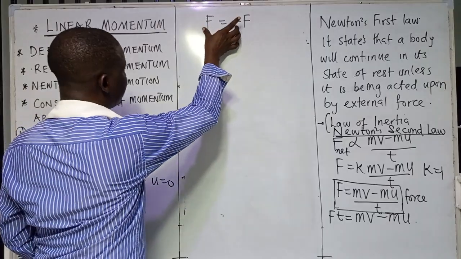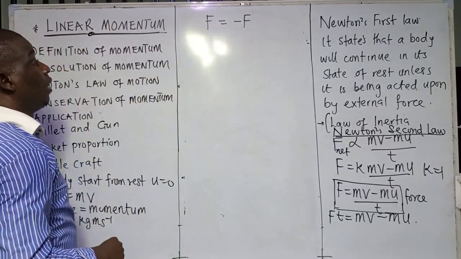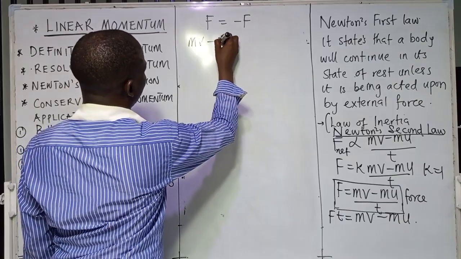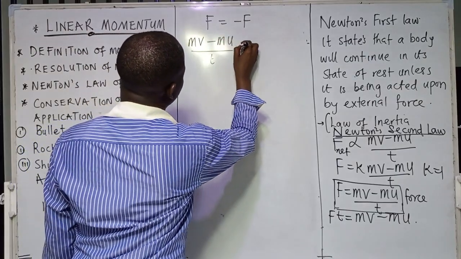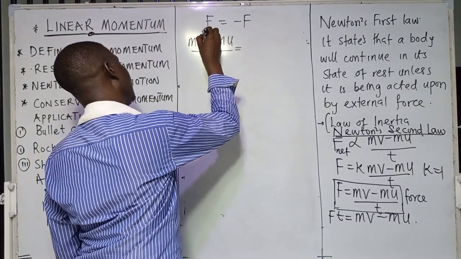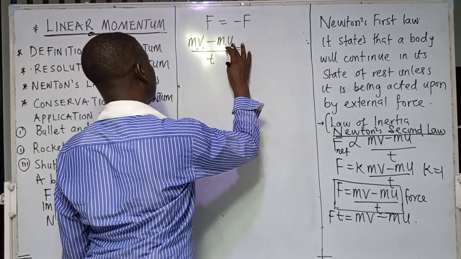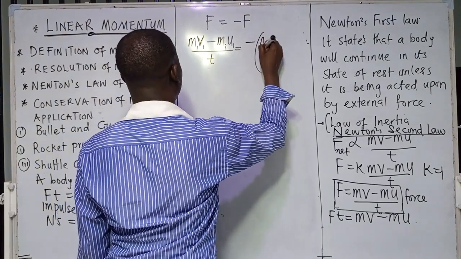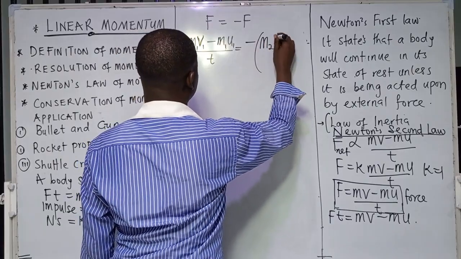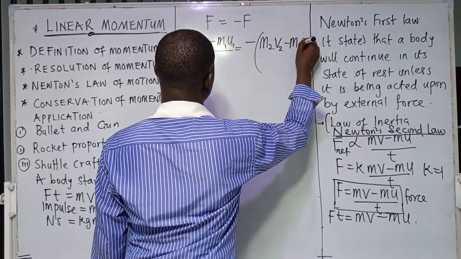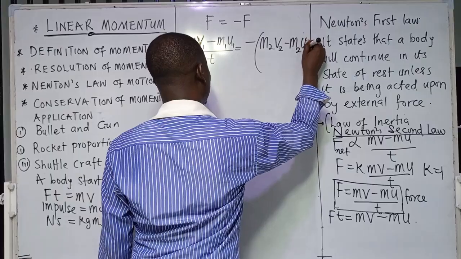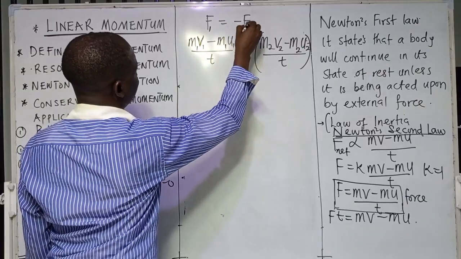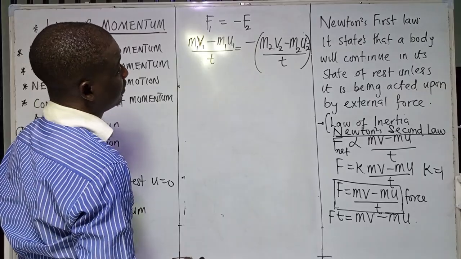So now, if this holds for Newton's third law, what it means is that mv minus mu, which is from the formula for force, over time is equal to, let's call this one M1, V1, and this one M2. So M1 U1, then minus M2 V2 final, minus M2 U2, then over time. Let's say this is for force 1 and this for force 2. Now, they have what?